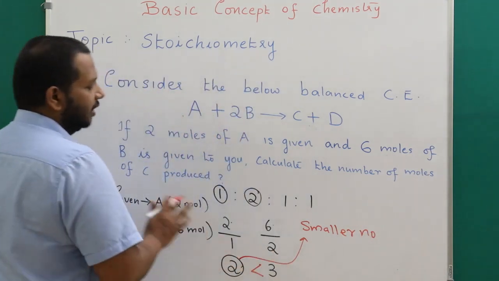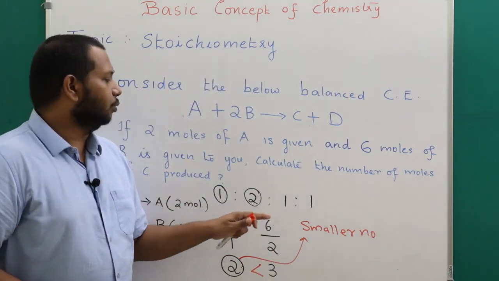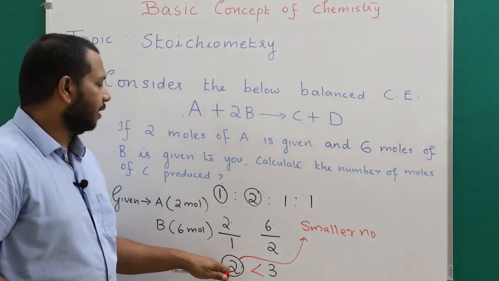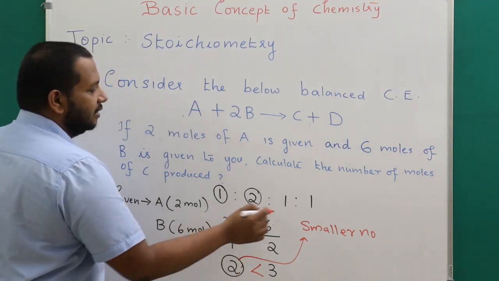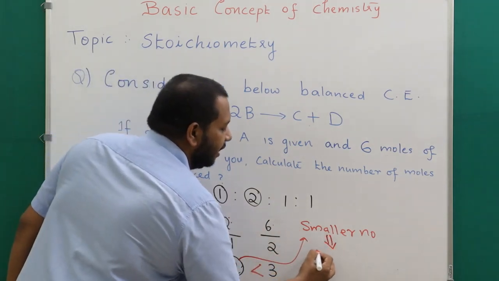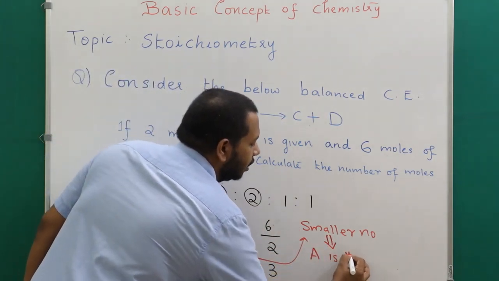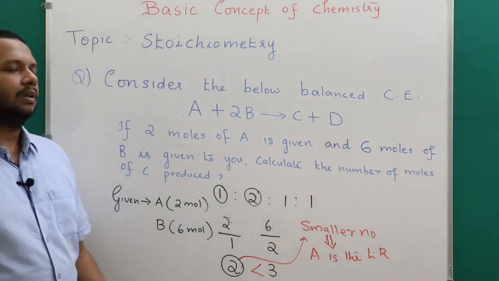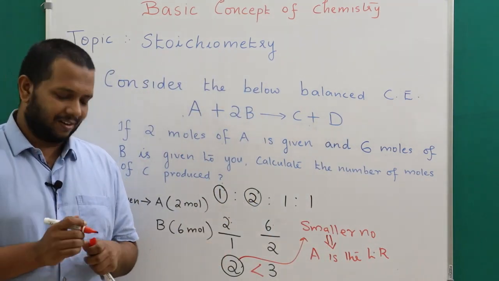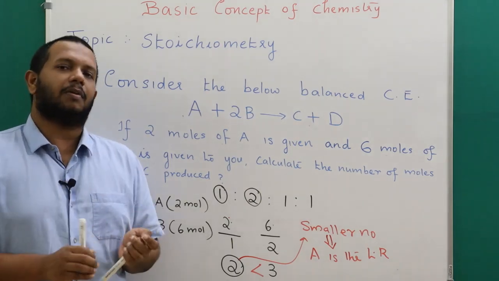3 is greater than 2, so the smaller number is 2. Which one is the smaller number and whom does this number belong to? This number belongs to A. Then I can say that A is the LR. LR means limiting reagent. Very simple. Understood? One more time I will explain.